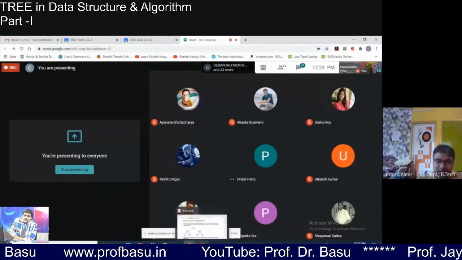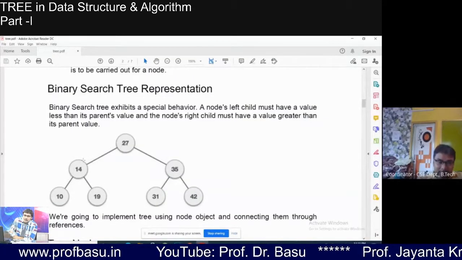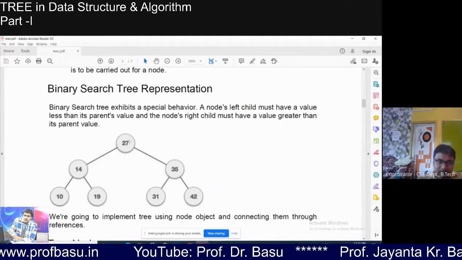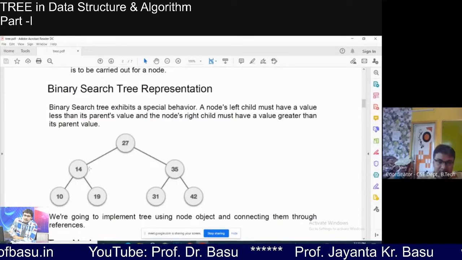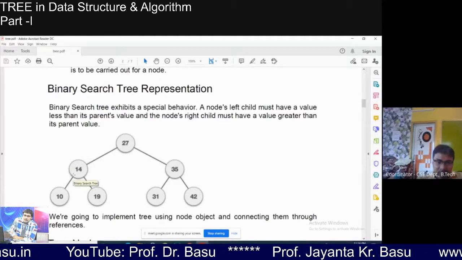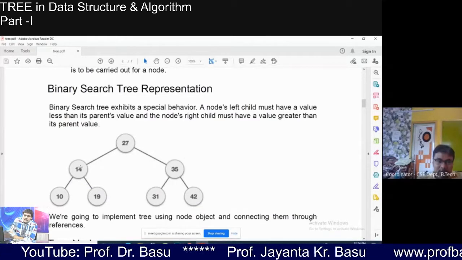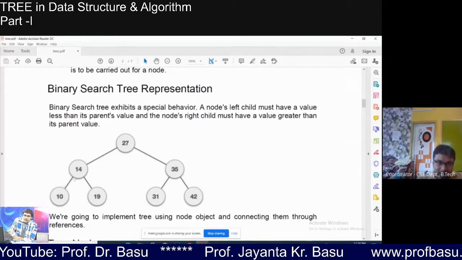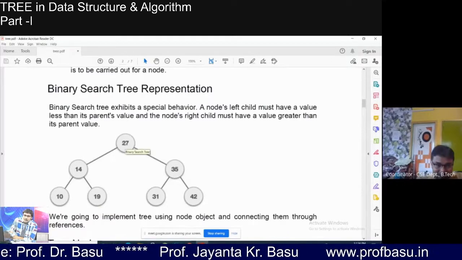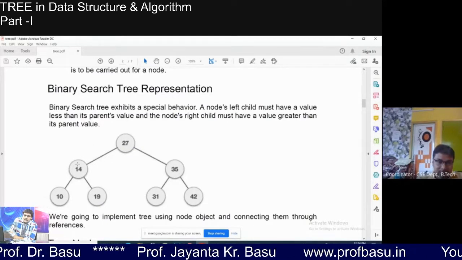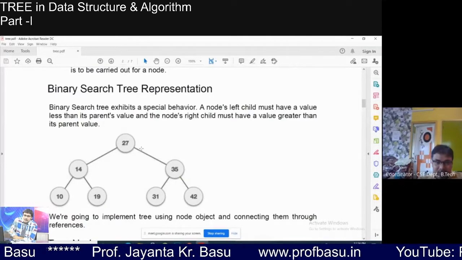Didn't you notice this one? This is the main difference. See here, every node in the left subtree has a value less than 27. The nodes in the left part of 27 always have lesser values, and those on the right side have greater values. Say 14 is less than 27. 10 is less than 14. 19 is greater than 14 but less than 27. Notice carefully: 35 is greater than 27, that's why it is on the right side.